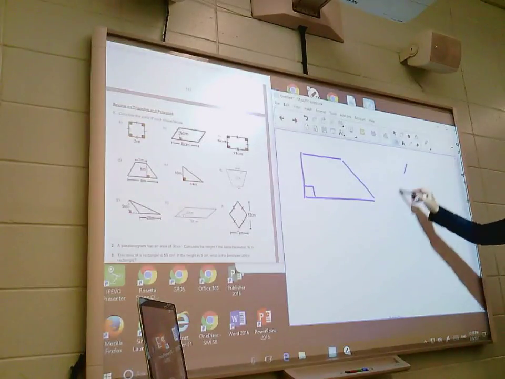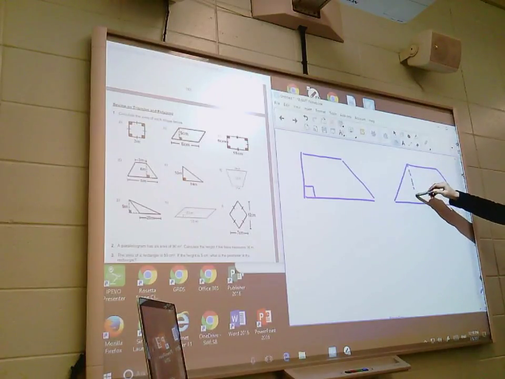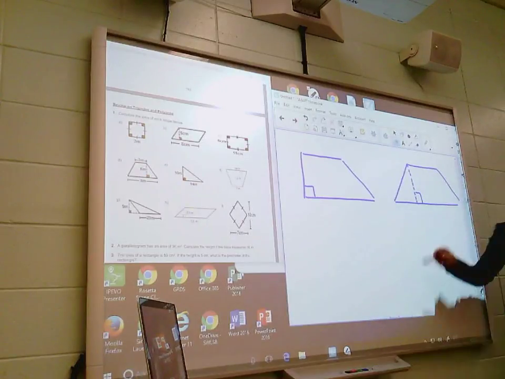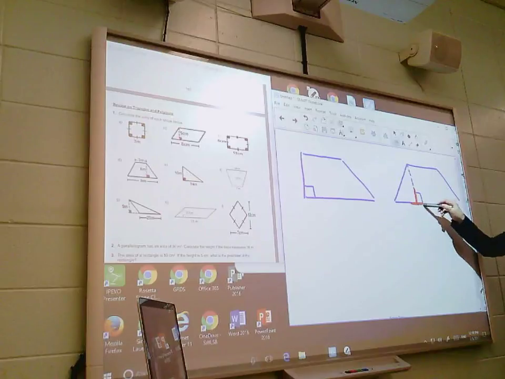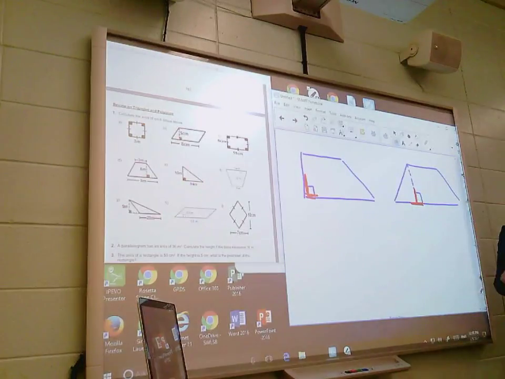Now, they don't always look like this. You could also have a trapezoid that looks like this. But in this case, I need to give you a height. Something that has the perpendicular, the 90 degrees. Here, it just happened to be implemented in the design. But those are both trapezoids.